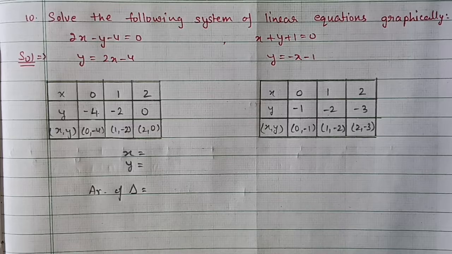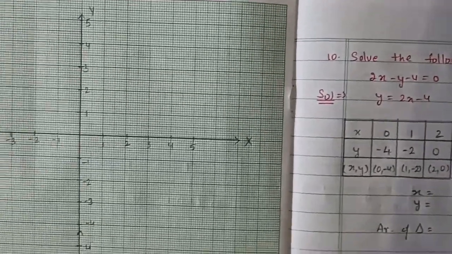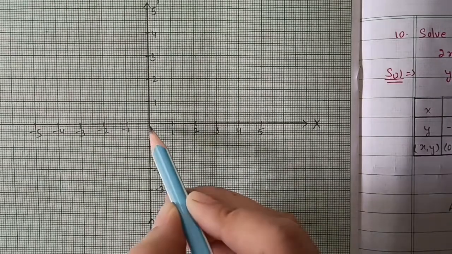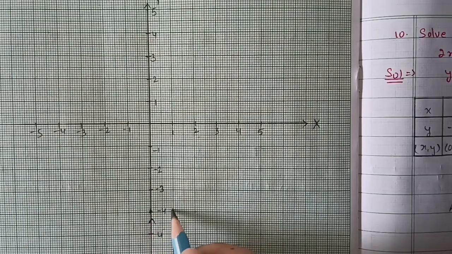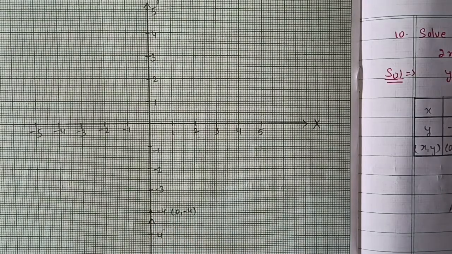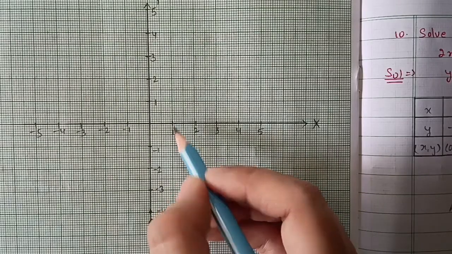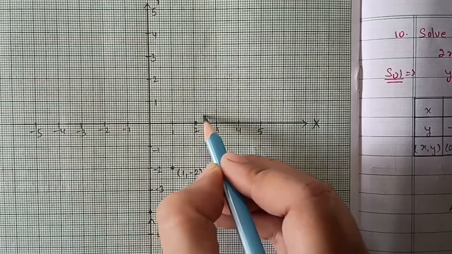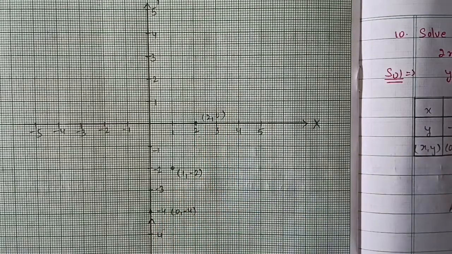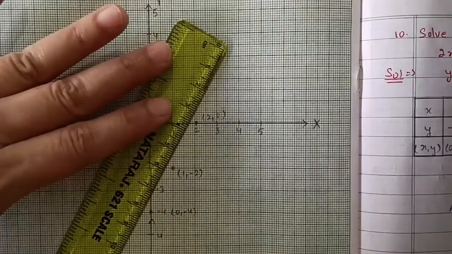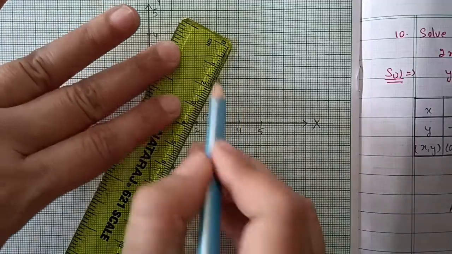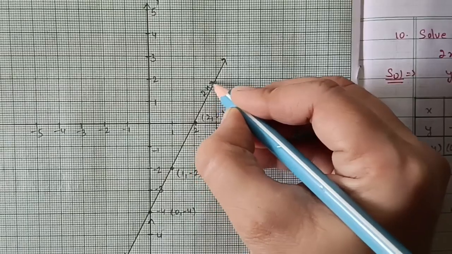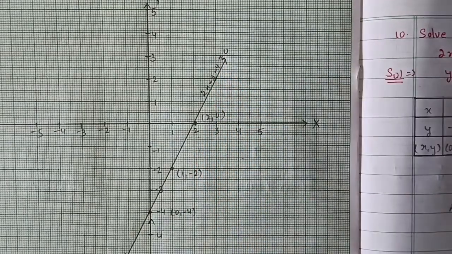Now these points we will plot on the graph sheet. So on graph you have to mark x-axis and y-axis. First point we have 0 comma minus 4. This is the first point. Second point we have 1 comma minus 2. And third point we have 2 comma 0. Join these 3 points. This is for 2x minus y minus 4 equal to 0.